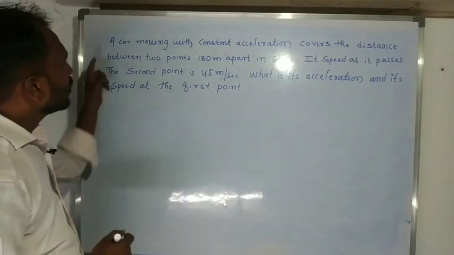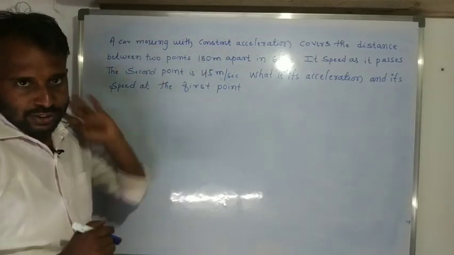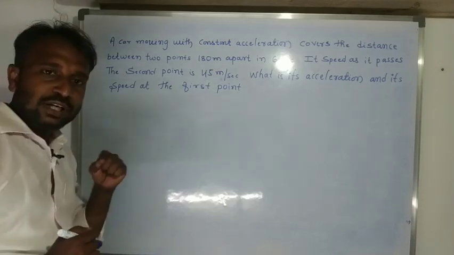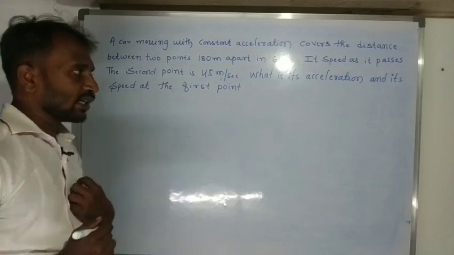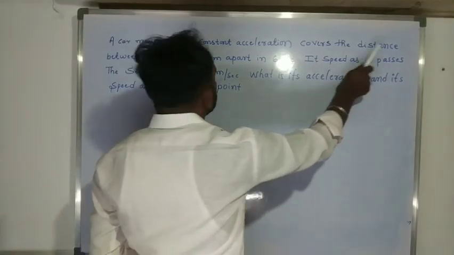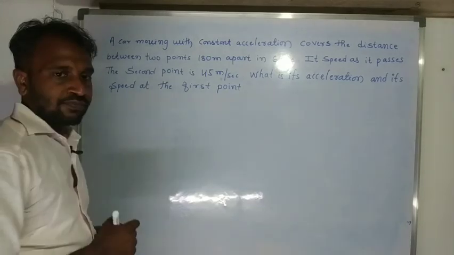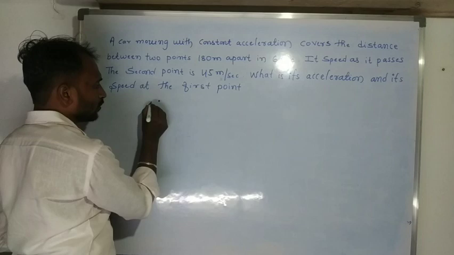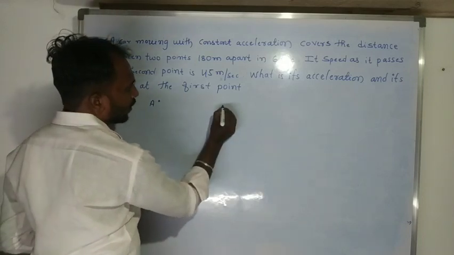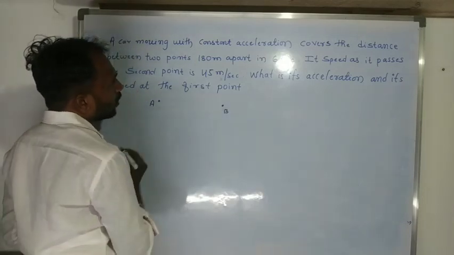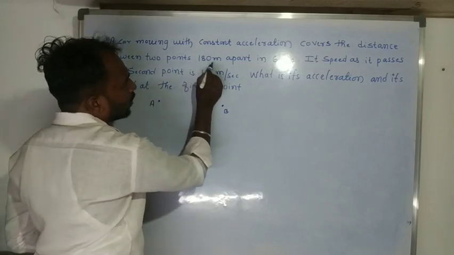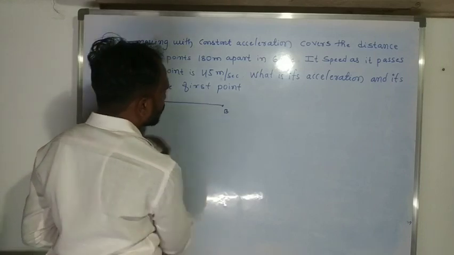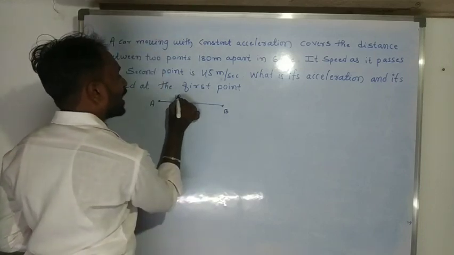Okay, so here the car is moving with a constant acceleration. It means the velocity value changes with respect to time, and only then do we get an acceleration. It covers the distance between 2 points. Here we consider that this one is the first point A and this one is the second point B. 180 meters apart means the distance between these 2 points is 180 meters.